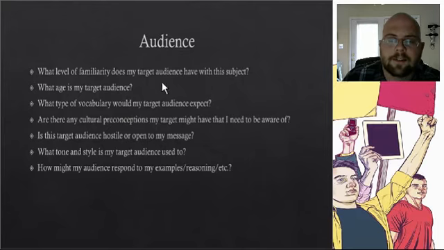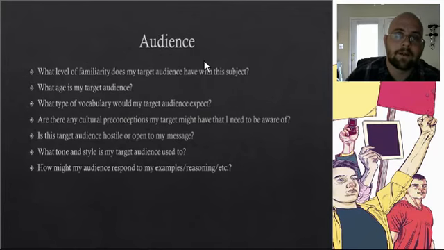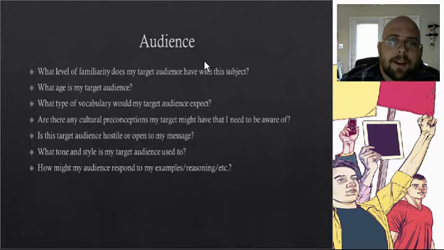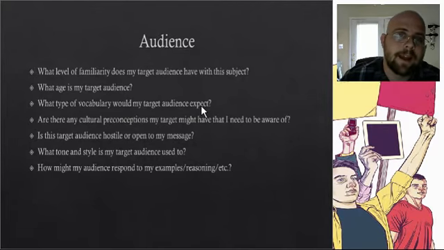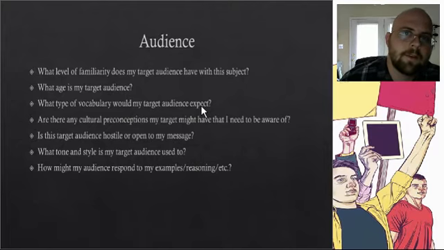just to go back, also, when you're thinking about your audience, these are some good questions to start with. What level of familiarity does my target audience have with this subject, with your public controversy? Okay, is it a well-known debate? Is it something that everybody is kind of weighing in on, or is it something smaller, like the idea of trigger warnings? That's a smaller debate. Not everybody thinks about what that means.